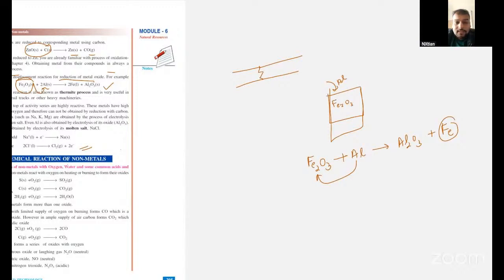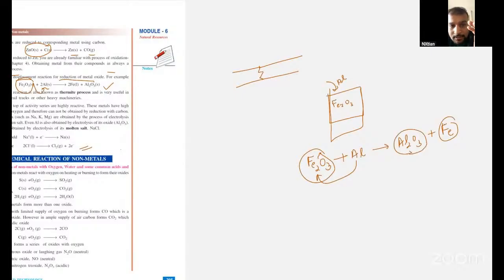Got it, everyone? No, you didn't get it. See, when a railway track is cracked, we place this iron oxide powder and heat it in the presence of aluminium. Now aluminium has higher reactivity, it comes above iron, so aluminium will displace iron from its compound making Al2O3. Okay, and iron will stick to the railway track, hence all the things will become normal.